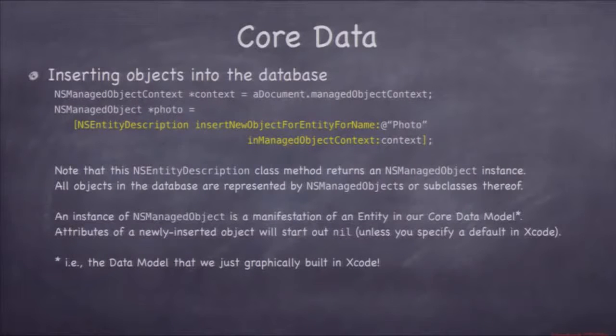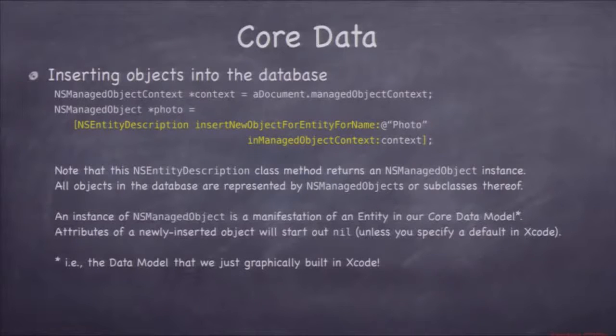So remember in the mapping thing when I made a photo entity and I made a photographer entity, this is a string which is the name. So here I am making a photo. And what does it return? It returns NSManagedObject star photo. And I told you that all the objects in the database are NSManagedObjects or subclasses thereof. And in fact, that's exactly what happens. So this is just going to make one for you and return it. It's going to be blank or empty.